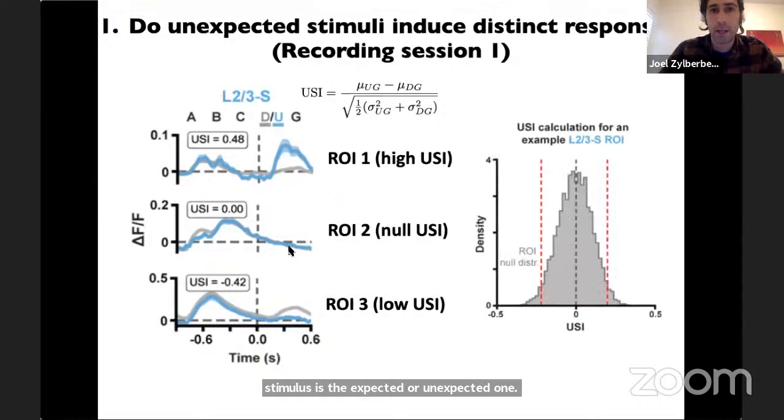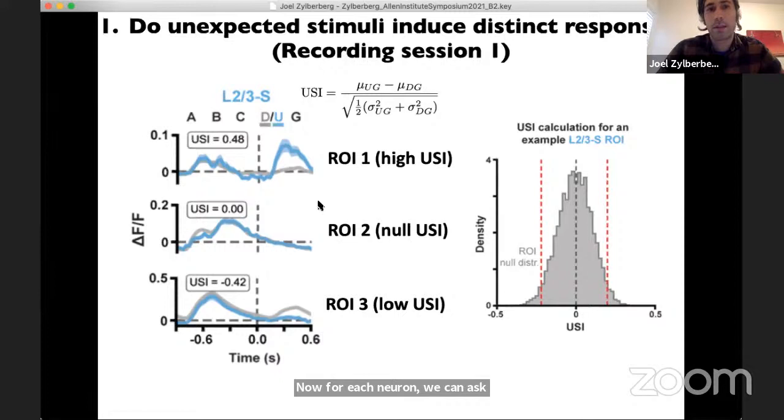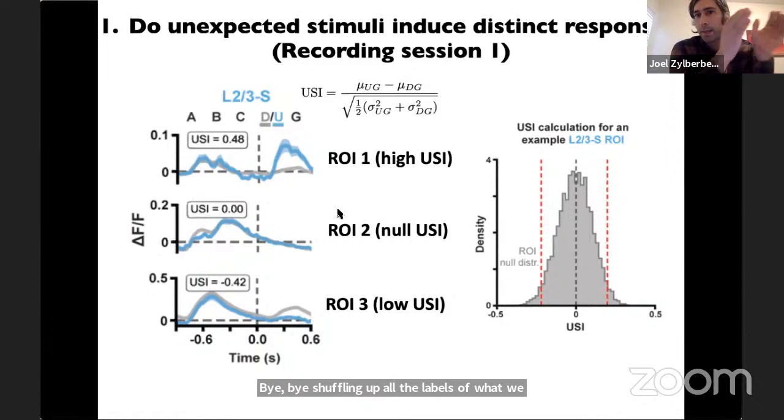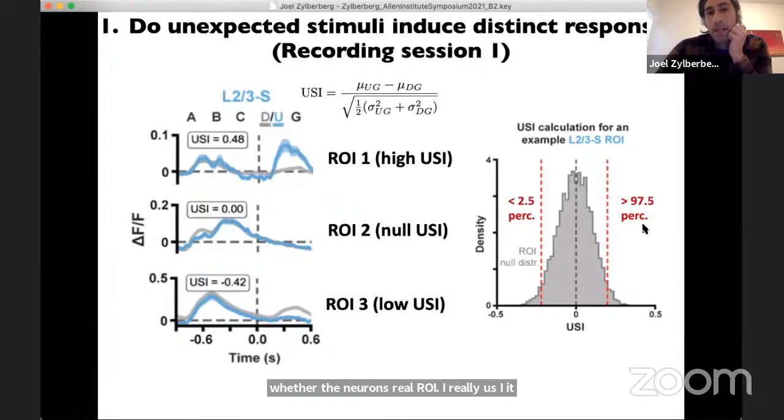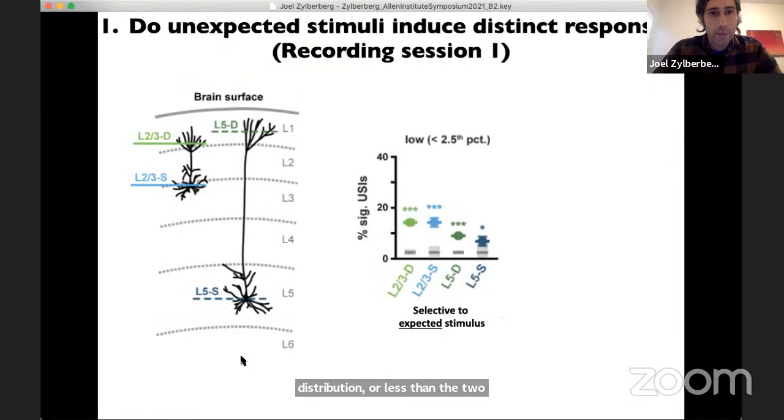Now for each neuron, we can ask how significant these USIs are by shuffling up all the labels of what we call expected versus unexpected in the data set and recalculating the USI. We do that 10,000 times for each neuron. That gives us this null distribution shown here in gray. And then we can ask whether the neuron's real USI is significant. In this case, by asking whether the real USI is greater than the 97.5 percentile point of the null distribution or less than the 2.5. And this is what we see.